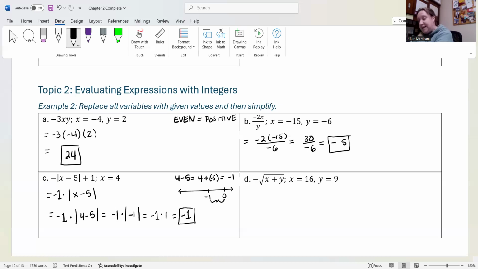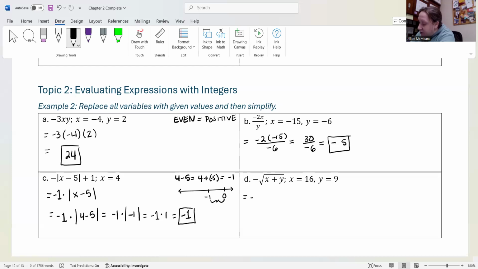All right, part D, we have negative square root of x plus y. Notice we've got that negative out front again. So I'm going to treat that like a -1 times the square root of x plus y. And we're told to evaluate for when x is 16 and y is 9. So let's see how this looks.